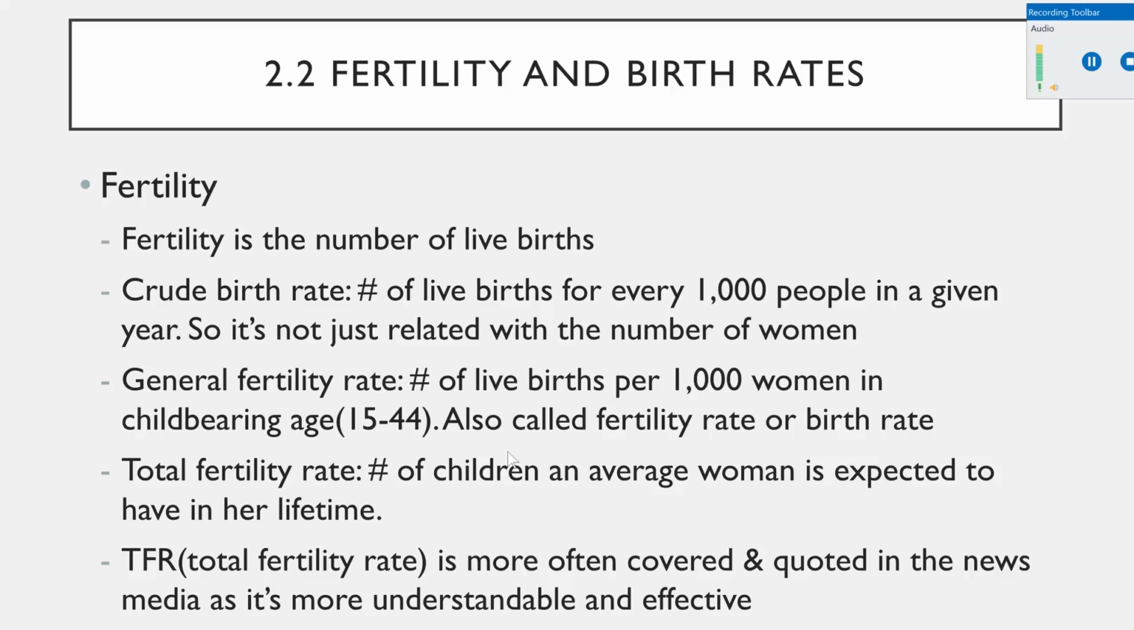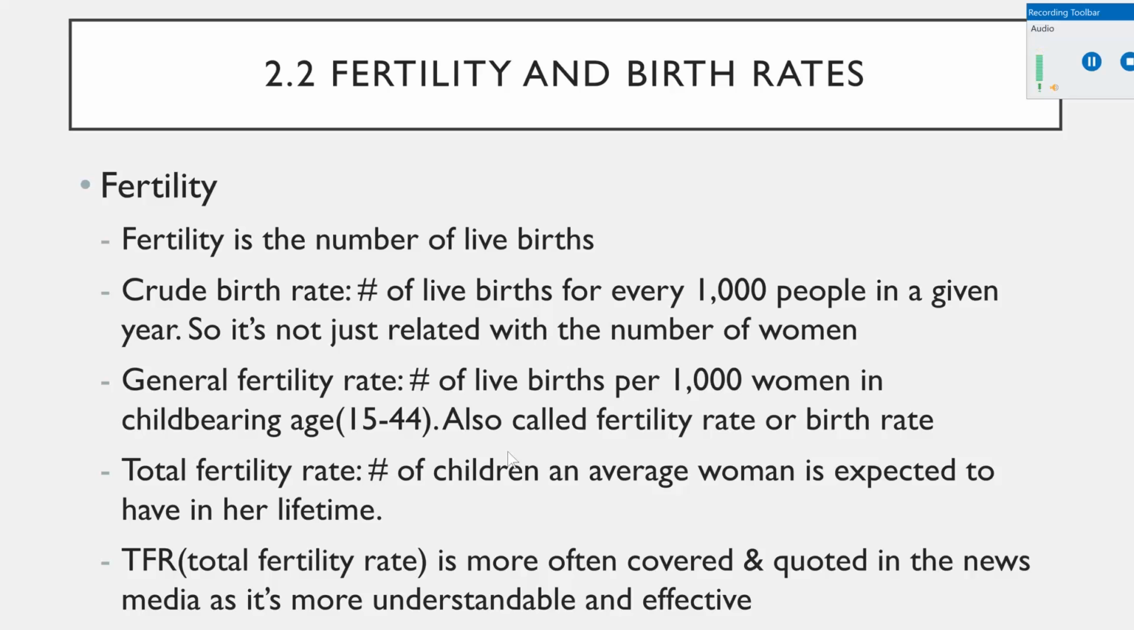You can measure fertility in three major ways. Crude birth rate means the number of live births per every 1,000 people in a given year. Because this is the rate per 1,000 people in that area, it's not a big consideration how many women we have in the society. So the sex ratio, the ratio between the number of women and men, is not a big consideration in the crude birth rate.